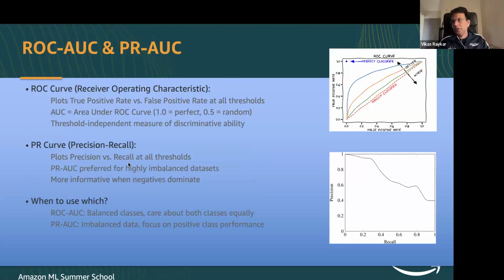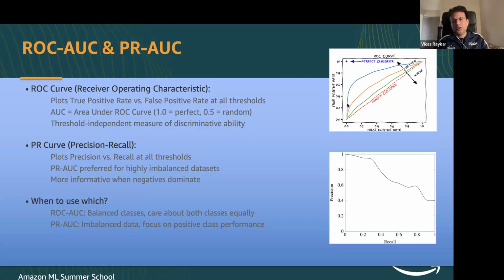So as we discussed, precision and recall depend upon the threshold theta. One way to quantify the behavior of any model independent of the threshold is with what are called ROC curves or PR curves. An ROC curve, also known as a receiver operating characteristic curve, plots the true positive rate on the y-axis and the false positive rate on the x-axis for all thresholds, right?